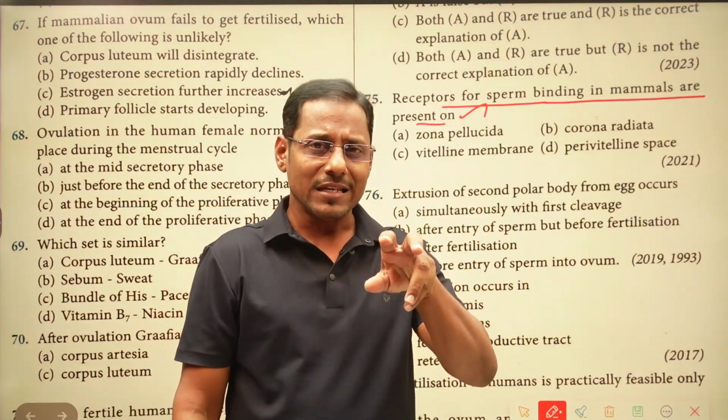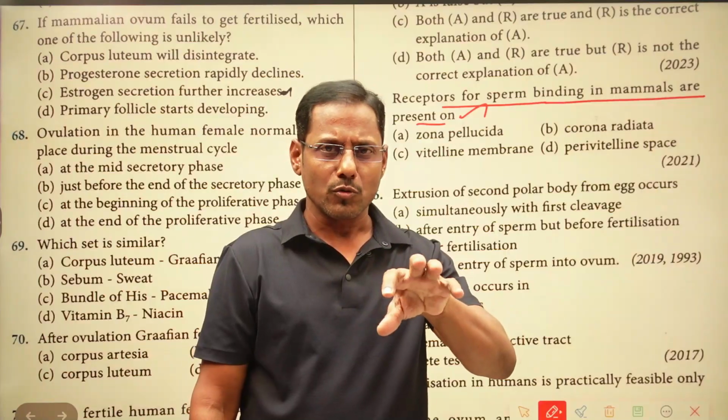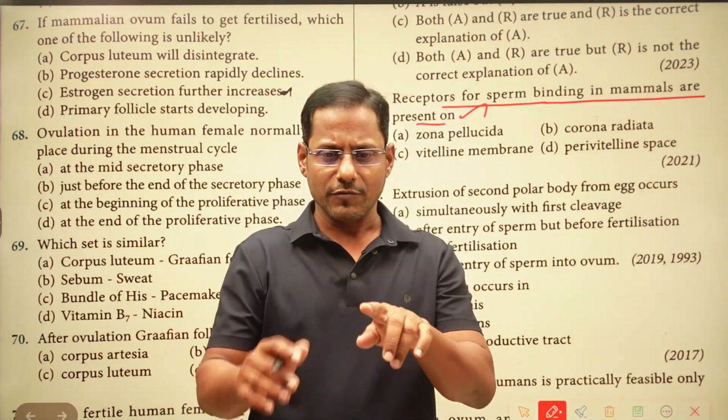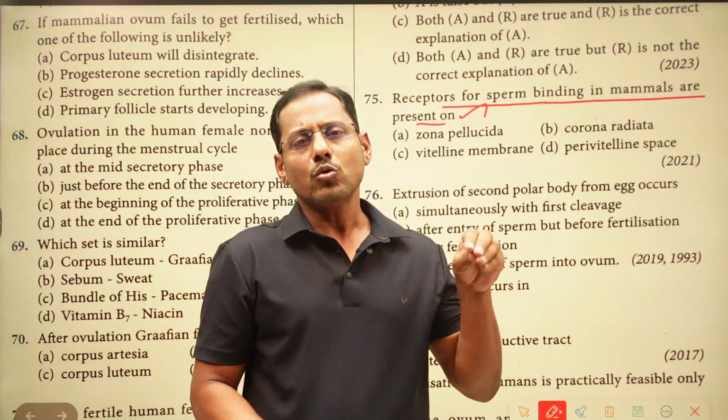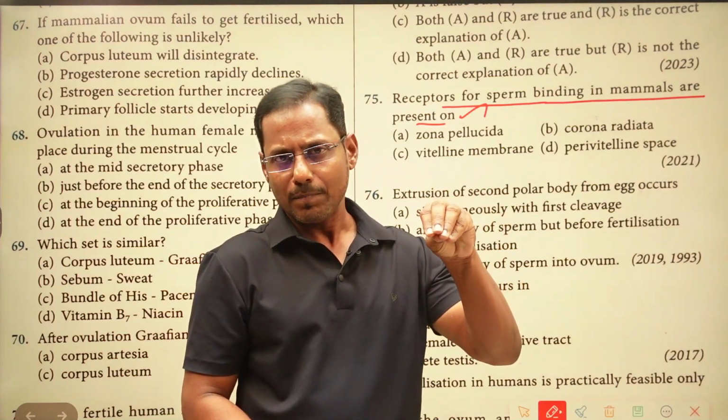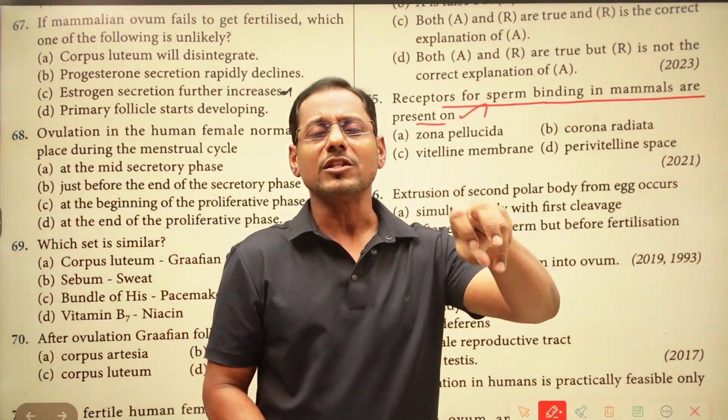Sperm is going to attach to the zona pellucida, that is the outermost layer of the ovum, right? Zona pellucida, which is covering the outermost of the ovum. So the first thing is that this particular sperm is going to attach to the zona pellucida.